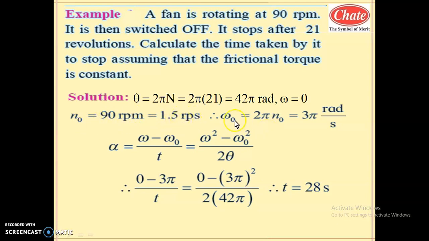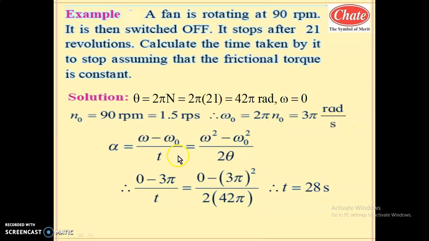So what is the initial angular velocity? That is omega 1 or omega naught, which is 2 pi into n naught. What is n naught? n naught is 1.5. 1.5 into 2 is 3 pi, and the unit of omega naught is radian per second. So the initial angular velocity is 3 pi radian per second.